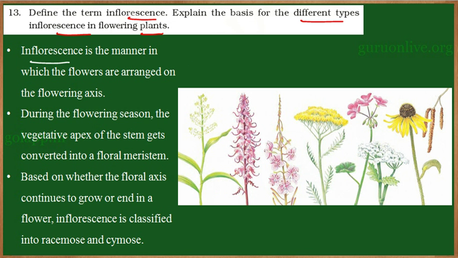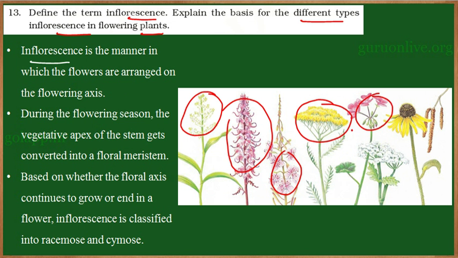So here we can see there are clusters of flowers and these flowers are arranged on the axis of the stem. So this arrangement is called inflorescence. So inflorescence is a manner in which the group of flowers are arranged on the flowering axis. Now inflorescence is obtained from the modified stem.